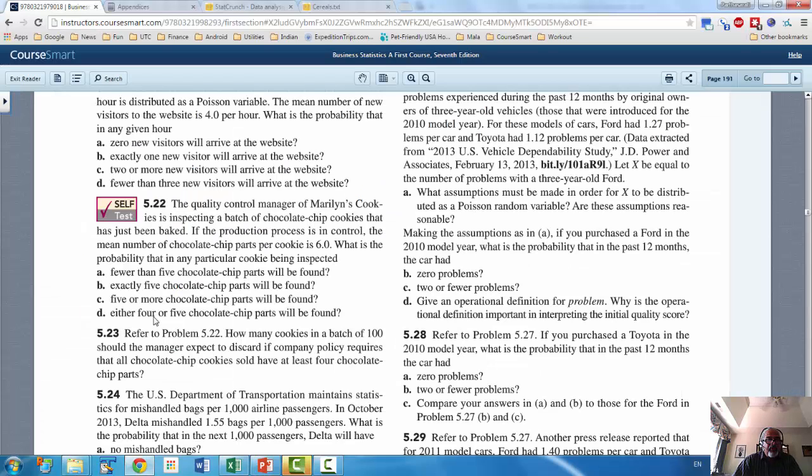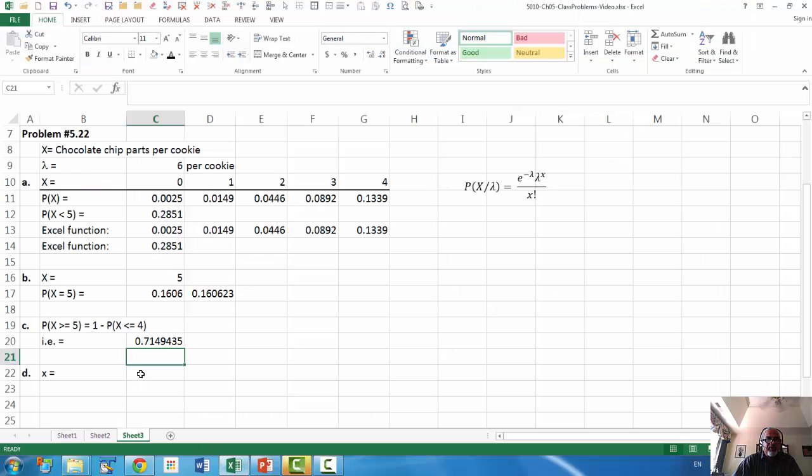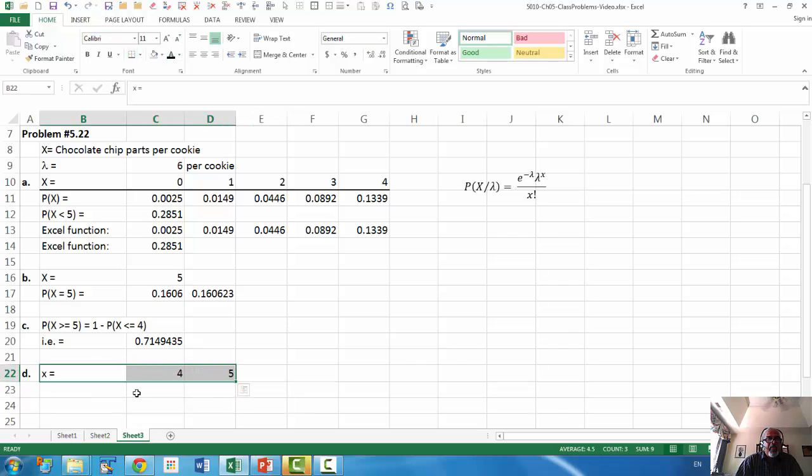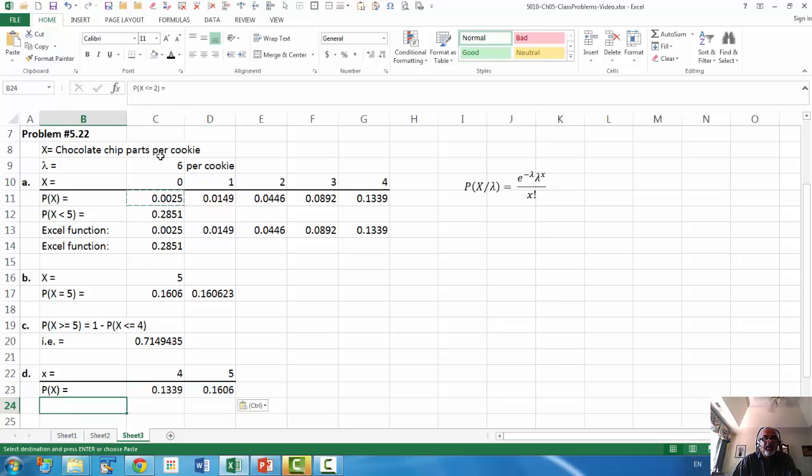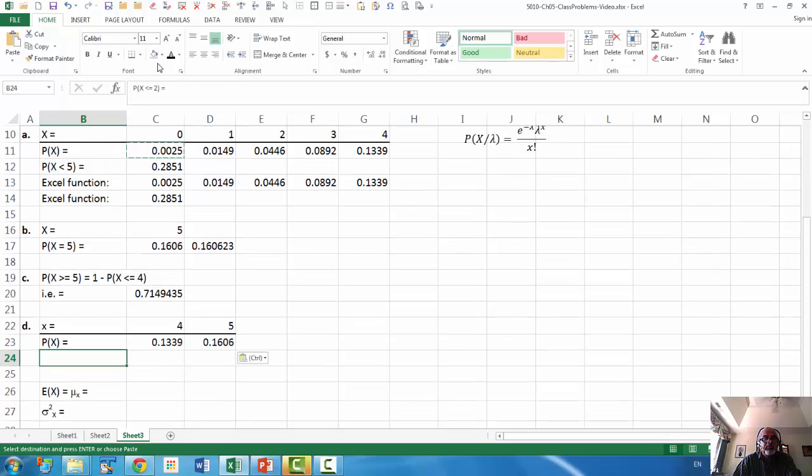Now D is either 4 or 5 chocolate chip parts will be found. So 4 or 5, which means you have 4 or 5. And then we have to find the probability, and we can copy the formulas from there. Probability of x equal to 4 or 5 then is the sum of these two.